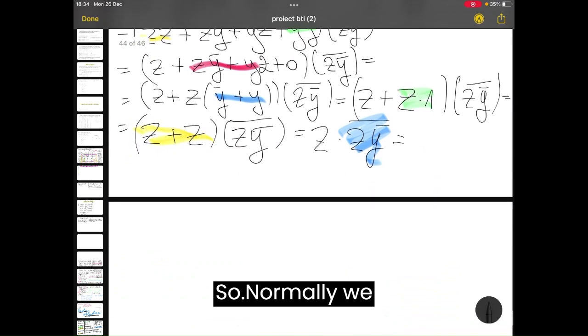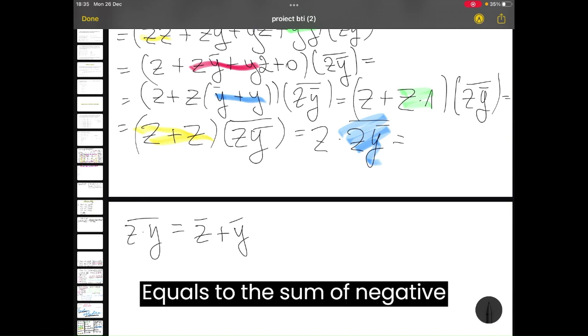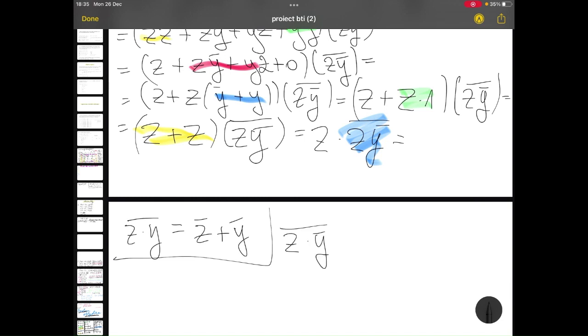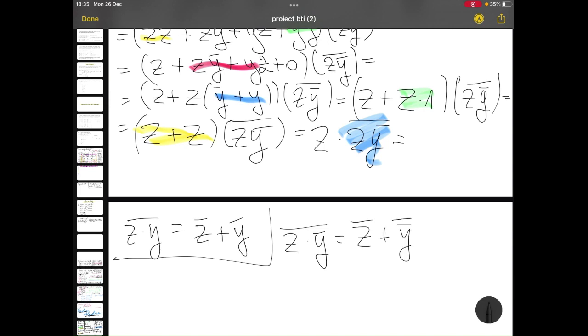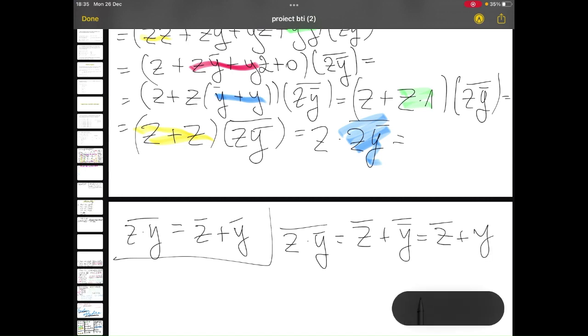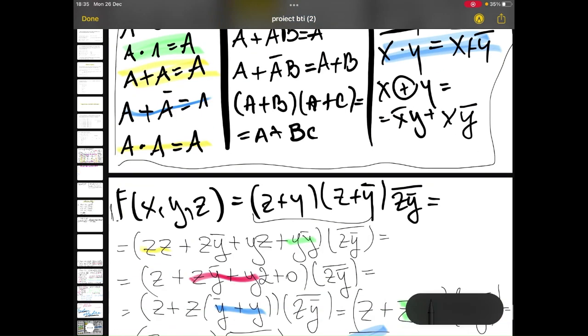So normally we have things like this: the negated product equals the sum of negated factors, but in our case we will have a factor that is double negated. So we just write this as follows. We have y double negated, so in the end it will only be z negated plus y, because we have this property here that something double negated equals the variable itself.